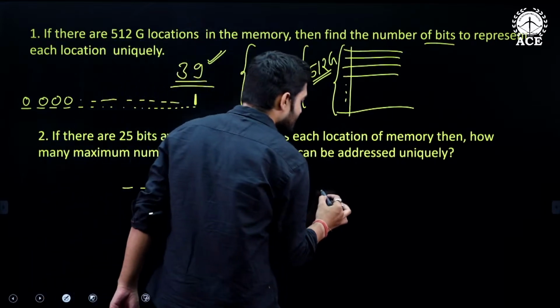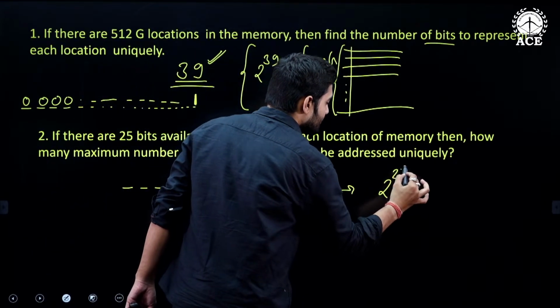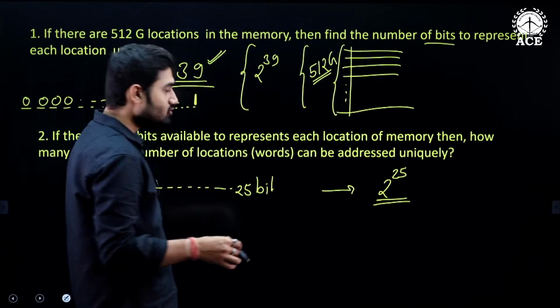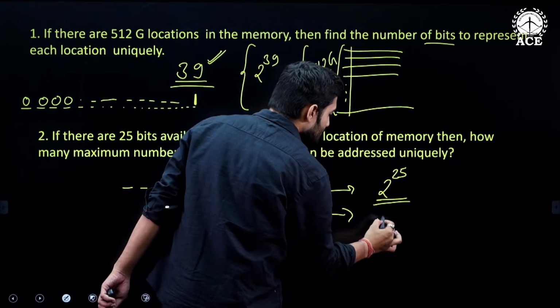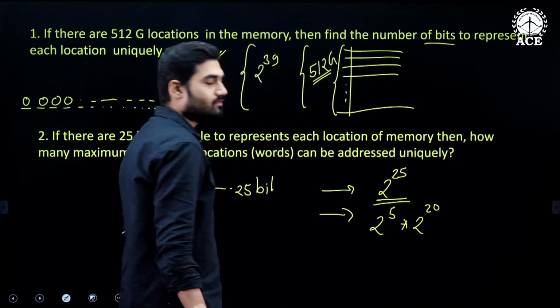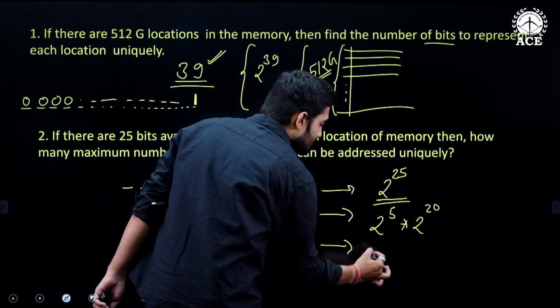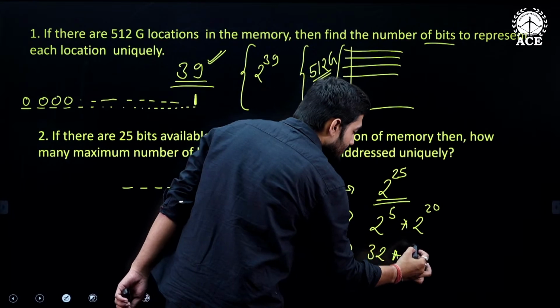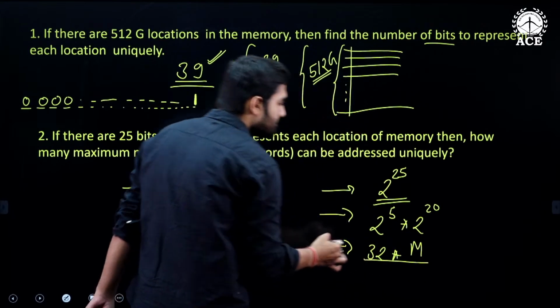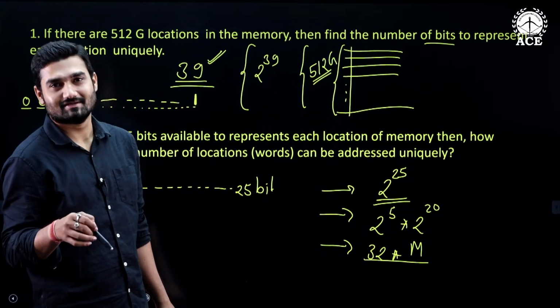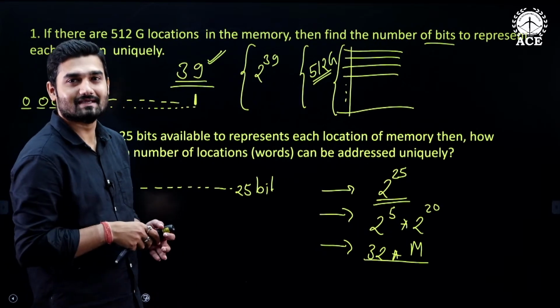The locations the CPU can access is 2 power 25. What does 2 power 25 mean? It is nothing but 2 power 5 multiplied by 2 power 20. 2 power 5 is nothing but 32, and 2 power 20 is nothing but a million. That is nothing but 32 million. 32 million locations I can access.